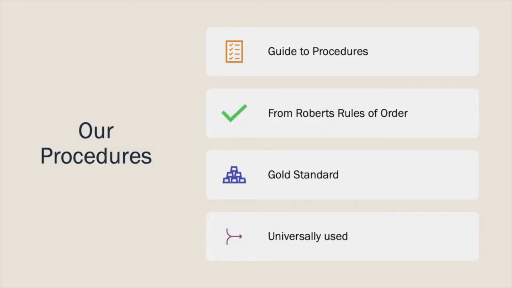Forum is the primary place where parliamentary procedure is used. You'll see a much less formal version of parliamentary procedure used at your committee meetings. So it's really forum that is the place that you will use parliamentary procedure. Our parliamentary procedure is found in our Guide to Procedures. It comes from Robert's Rules of Order, which is the gold standard parliamentary procedure that's most widely used across the United States, and that's what we'll be going over in this video.